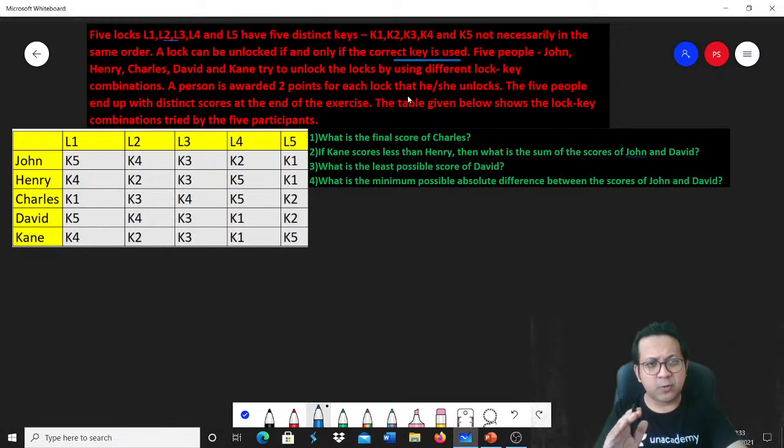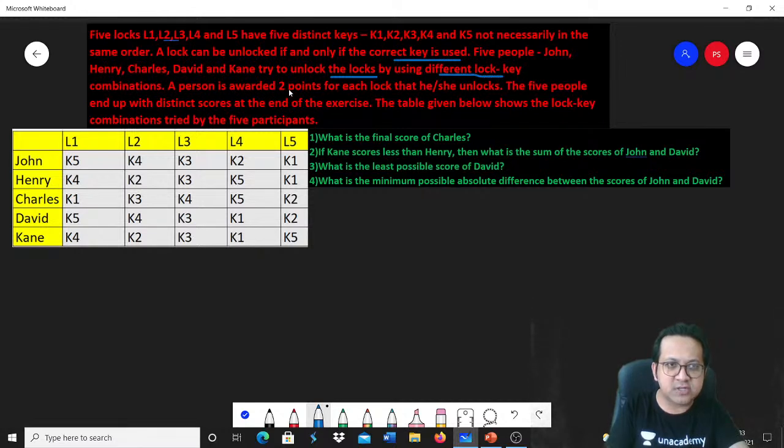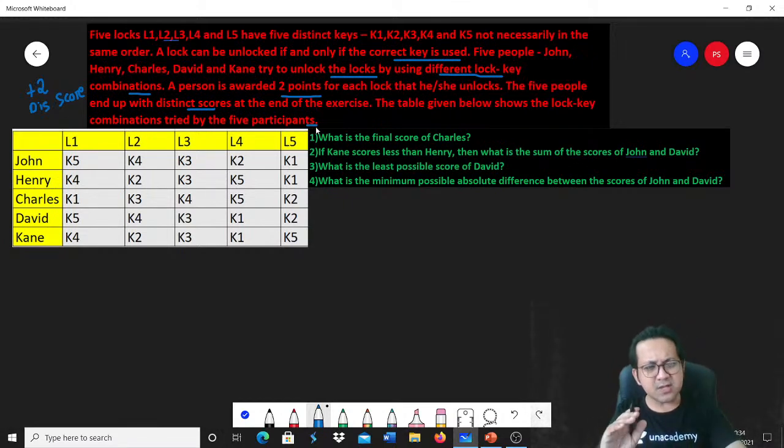Okay, I'll explain the table. Don't worry. Let's try to read the caselet first. 5 people, John, Henry, Charles, David and Kane, try to unlock the locks by using different lock key combinations. A person is awarded 2 points for each lock that she unlocks. So if you do it correct, you get +2. The 5 people end up with distinct scores at the end of the exercise. Distinct scores. Okay, keep that in mind. The table given below shows the lock key combinations tried by the 5 participants. Fine.